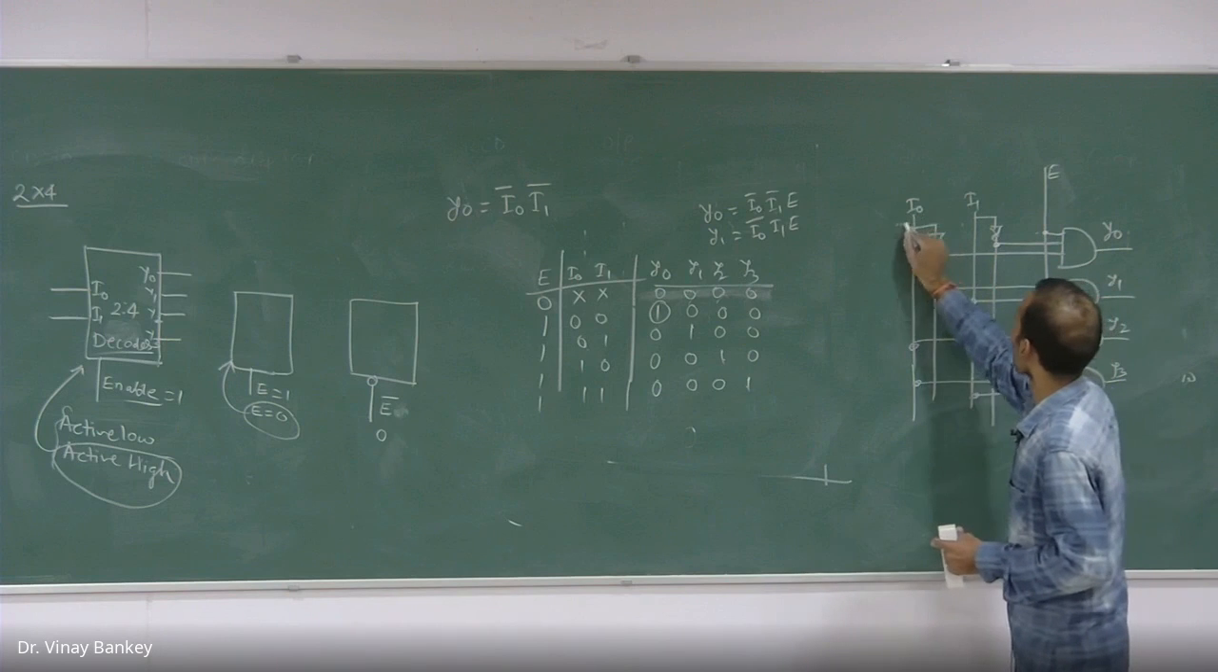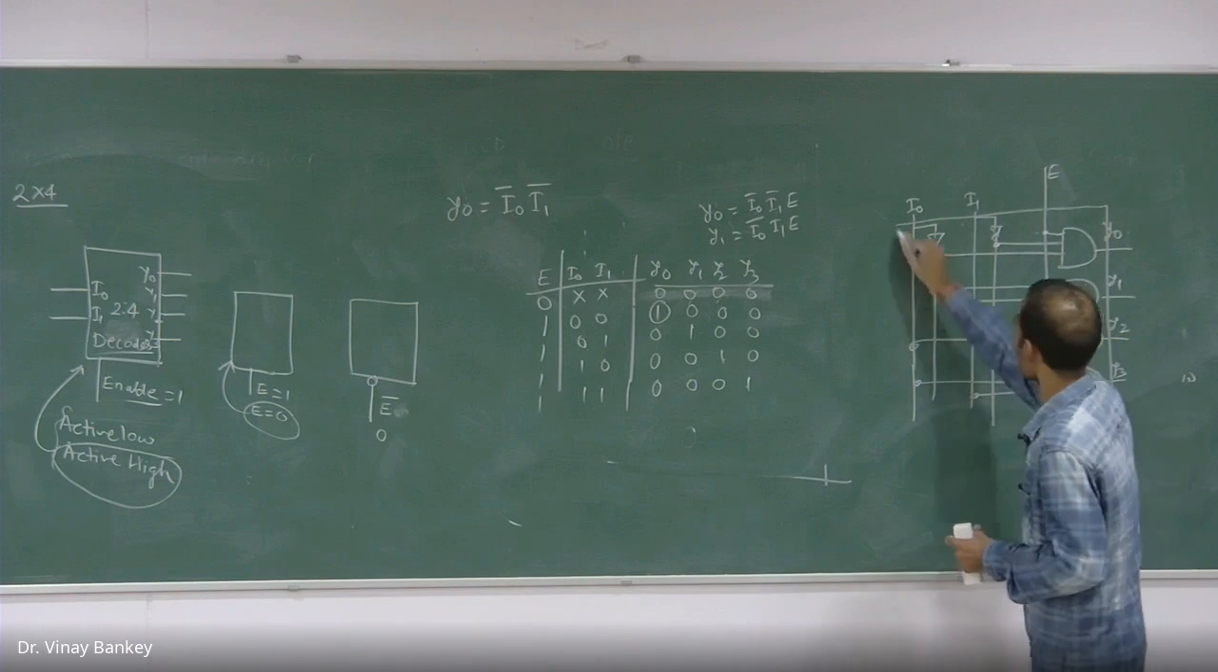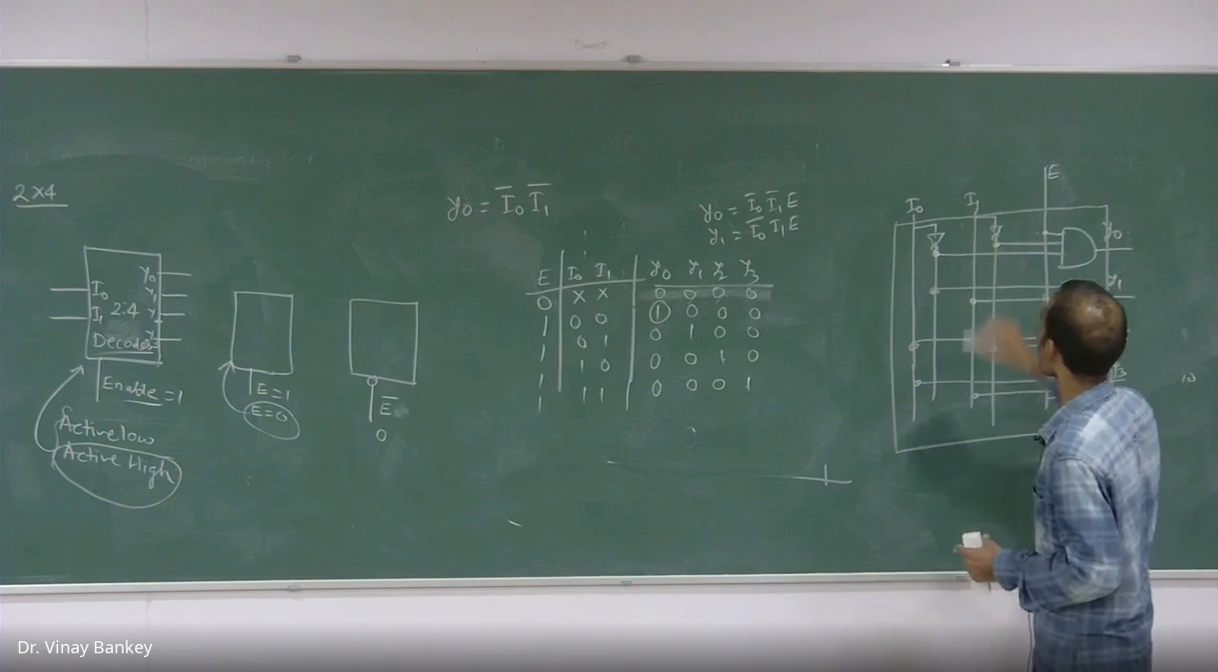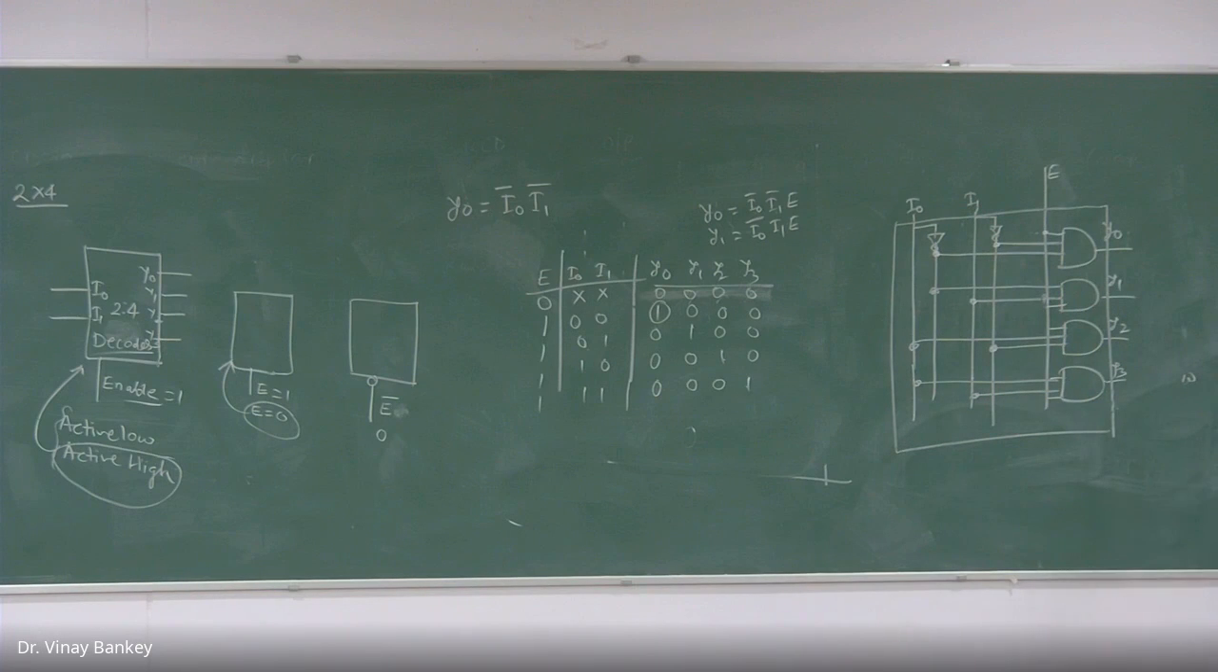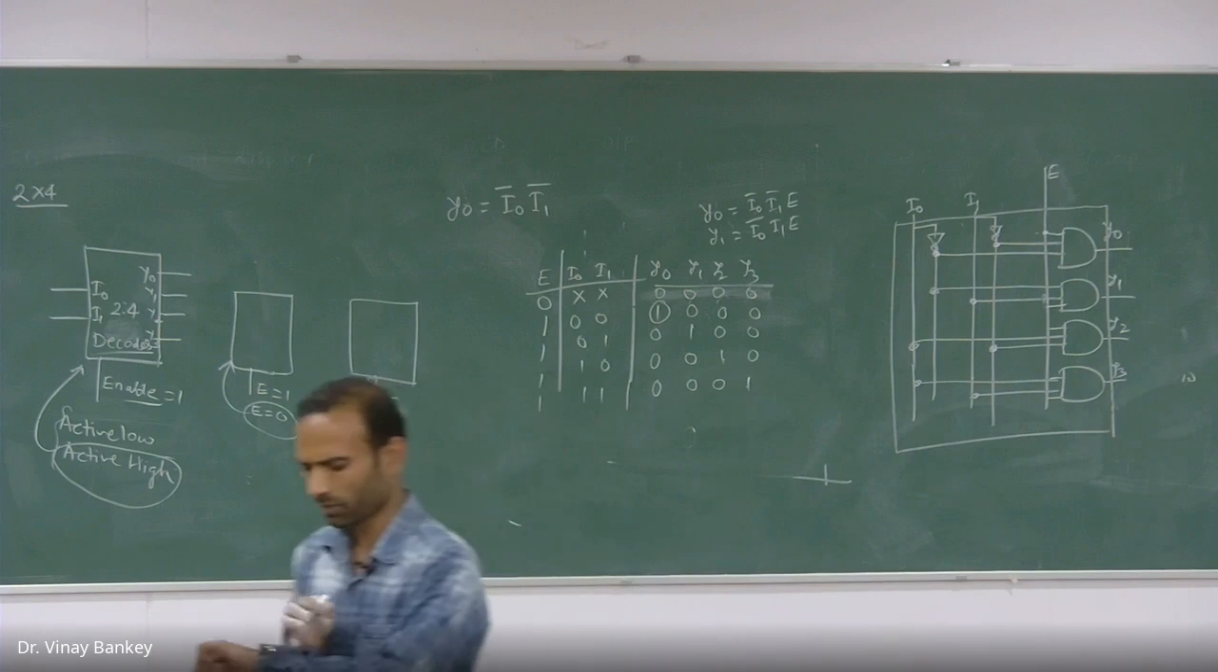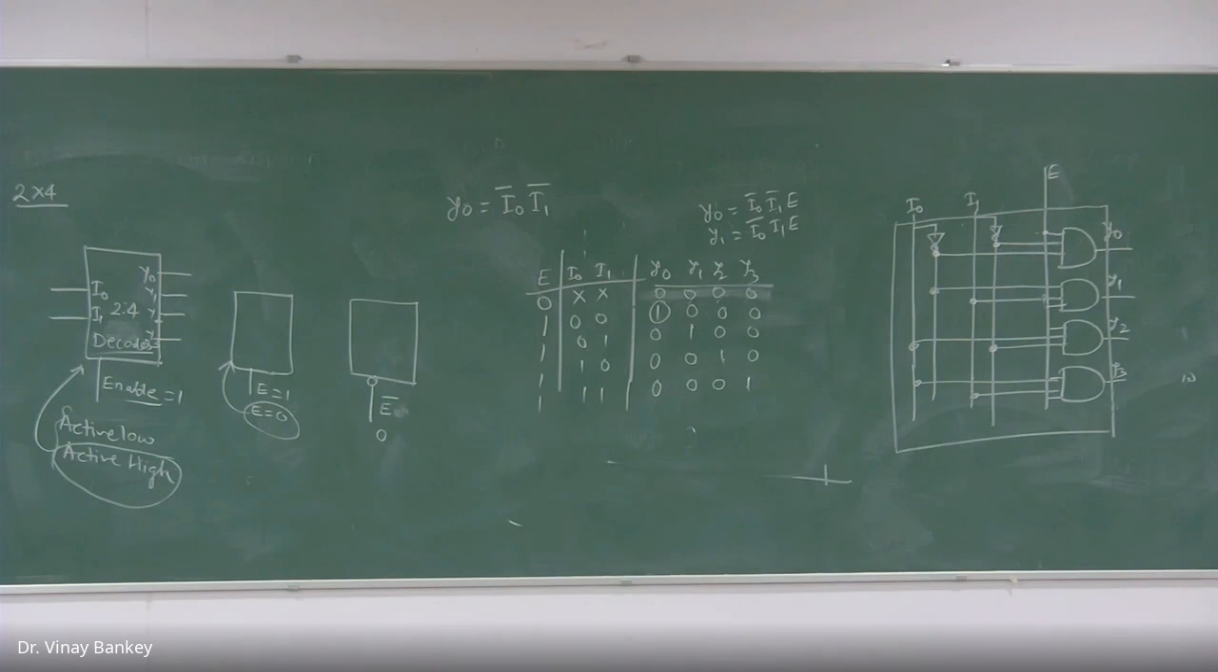So this is the complete circuit inside the IC of the 2x4 decoder. So here you have 2 inputs, one enable input to operate this IC, and 4 outputs. And this plays a very important role when you see the decoder tree. We'll see it in the next lecture. Okay, so for today we'll stop this lecture here.